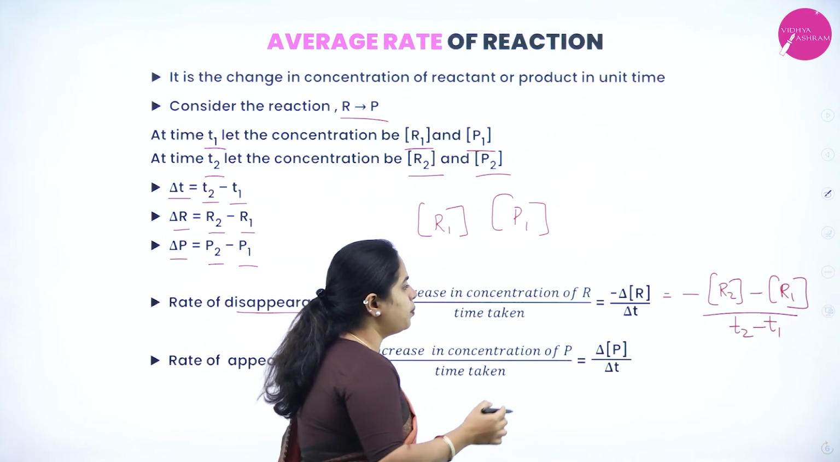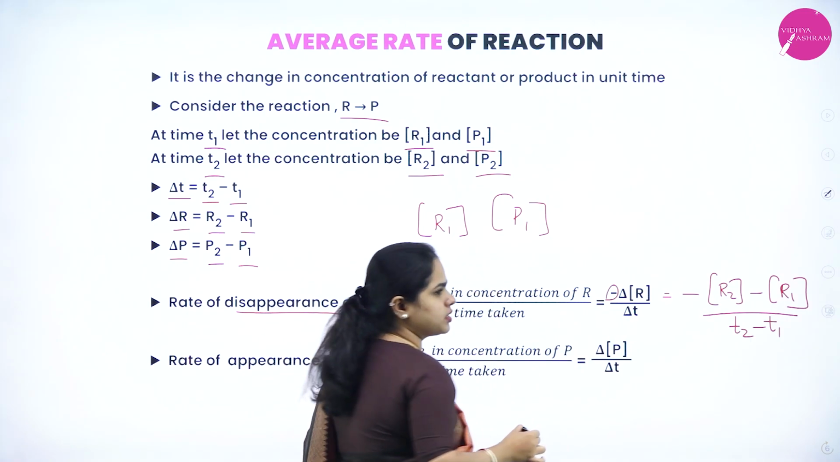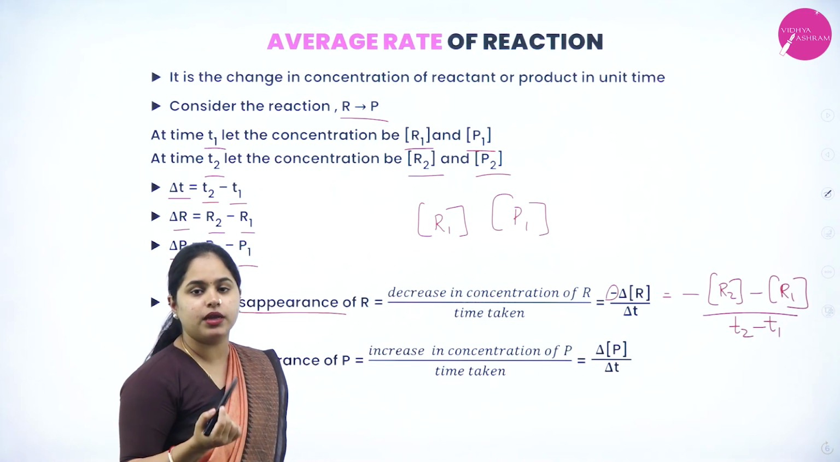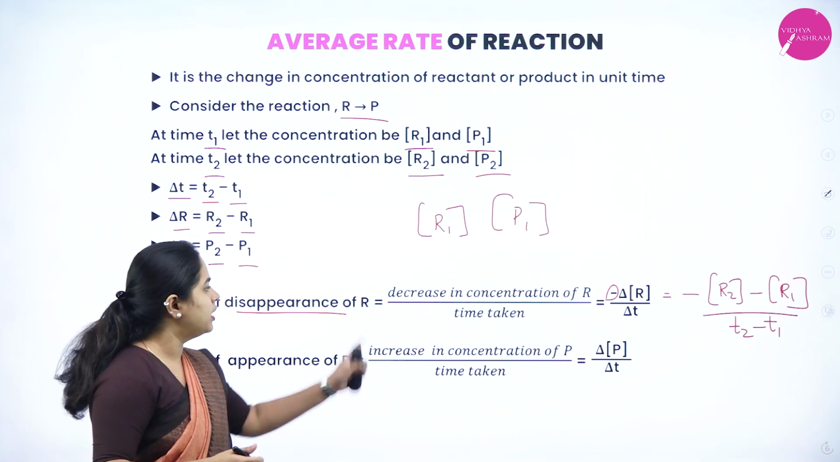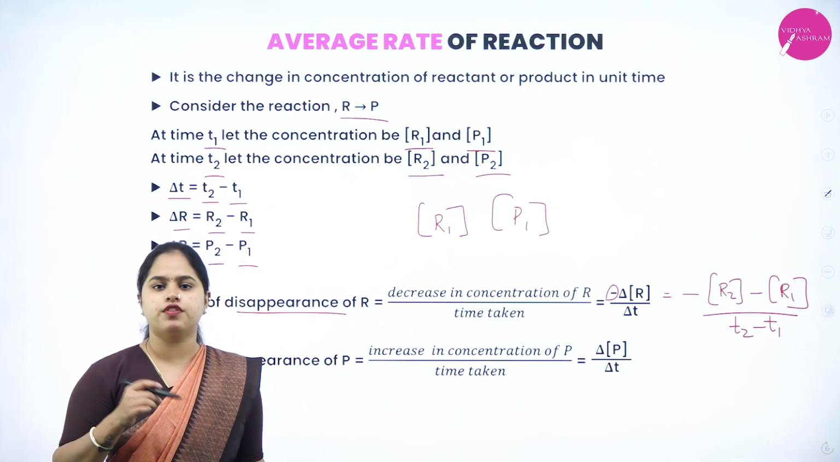Another point: why is this minus sign present here, minus delta [R] by delta T? As I just told, it is because of the decrease in concentration of reactants.